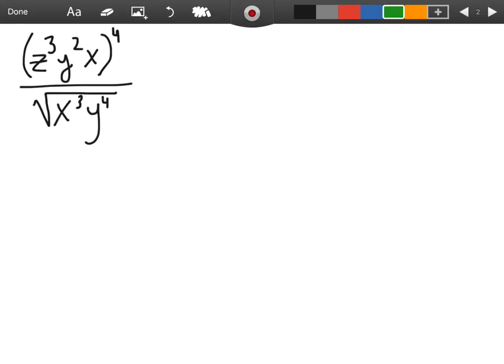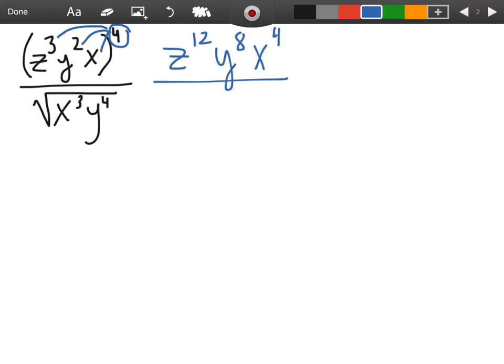Now here I see that there are roots, so I'm going to try to use my rules and make sure that I get everything as simplified as possible. I'm going to start with the numerator, with this 4. So if I distribute this to each term, even the x when it doesn't have an exponent, the x has an imaginary exponent of 1. So this would become multiplication. So z to the 3rd times 4 is z to the 12th. Y to the 8th, and x to the imaginary 1 times 4 is just 4.